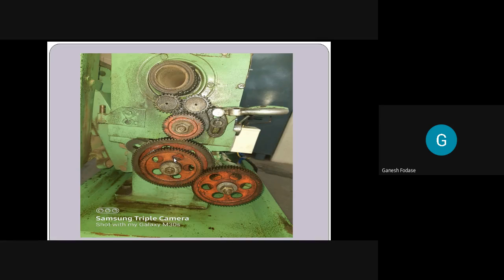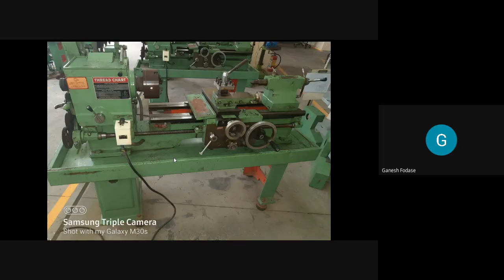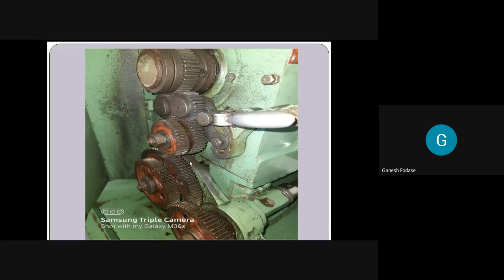If you see carefully, you can observe, let's say, this will be the input shaft and this will be the output shaft. The input shaft is connected to a chuck, while the output shaft is connected to a lead screw, and this is a lever mechanism to operate, to obtain a forward and reverse drive, as well as a neutral position, that we already discussed.